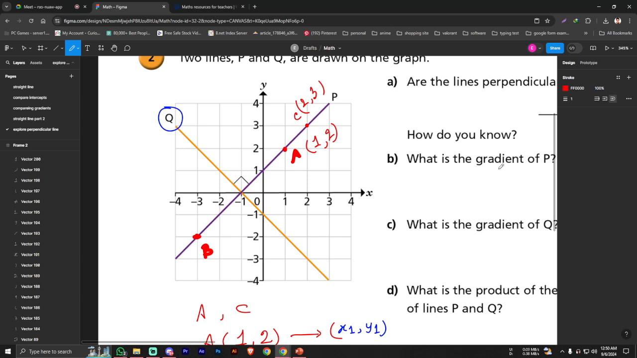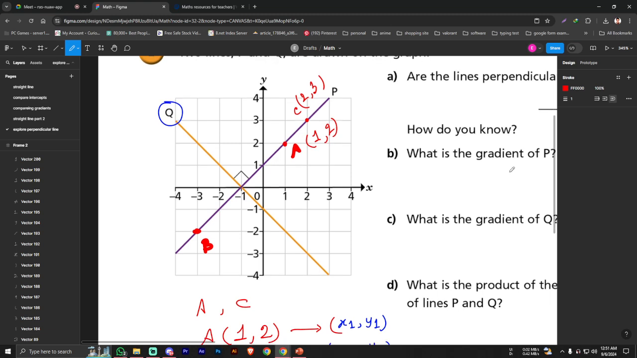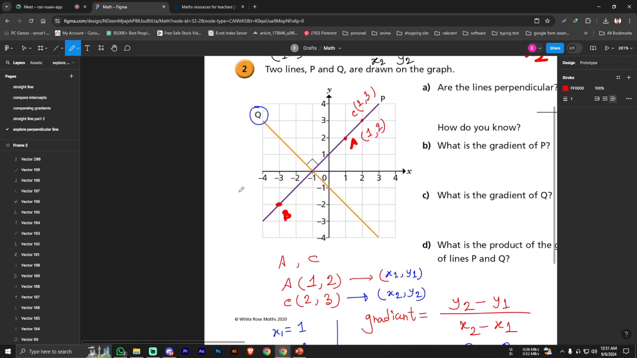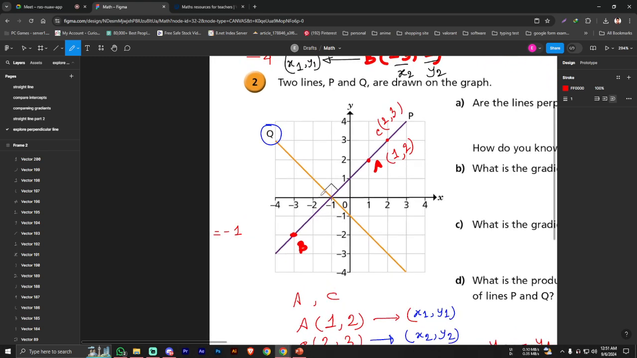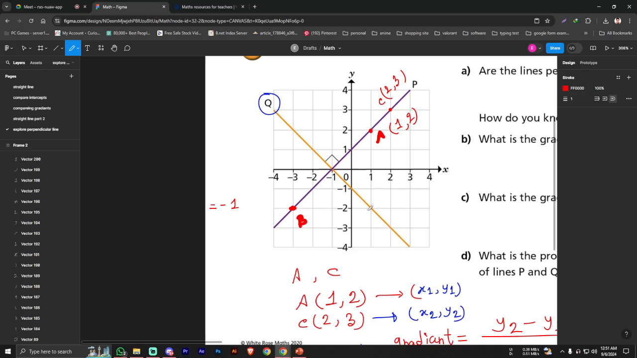So I'm stuck. Okay, where are you stuck? Okay, so I got the answer 1 divided by negative 1. 1 divided by negative 1 means negative 1. So the gradient is negative 1. Yeah, negative 1, that's the answer. Let me just check for the sake. Okay, can you send it to me? Let's see what you've done. Okay, yes.